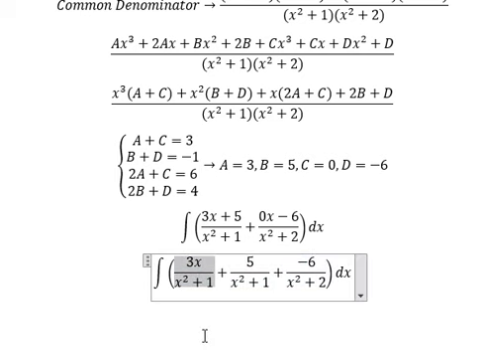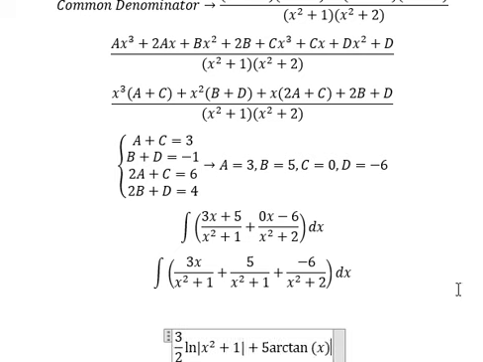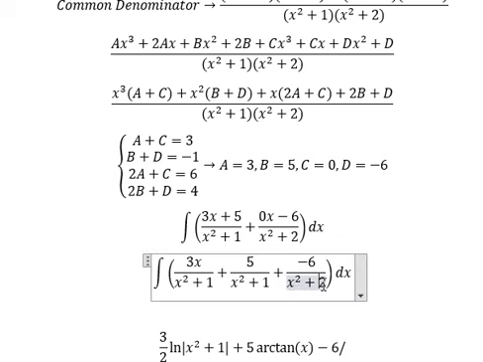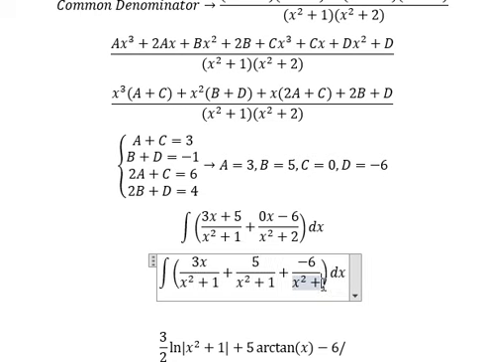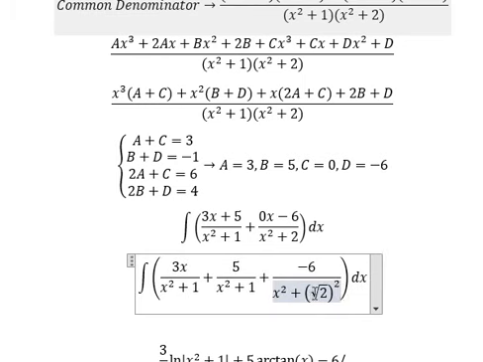The integration of this one is 3 over 2 ln of the absolute value of s squared + 1. The integration of this one, we have arctan of s. And the last one is negative 6 over the square root of 2. Because the 2 here is the square root of 2 to the power of 2, so the square root of 2, that's it from here.